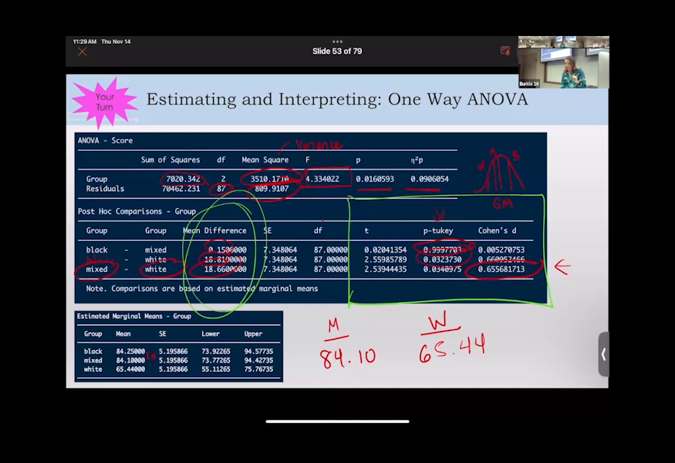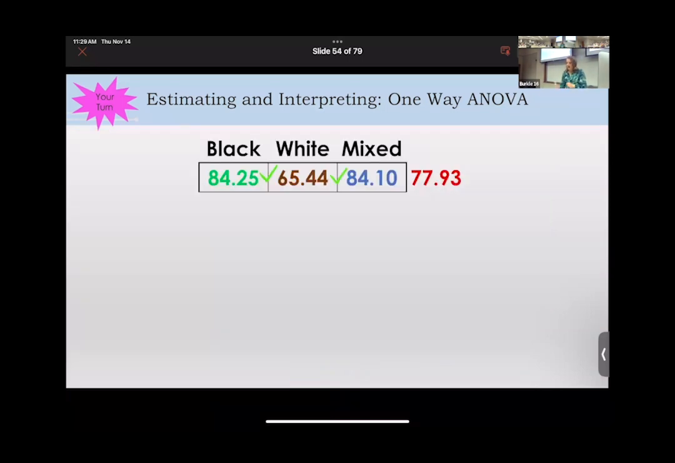How about white versus mixed? Yes. How about black versus mixed? It was no. No. Stop. This is how you tell the story.